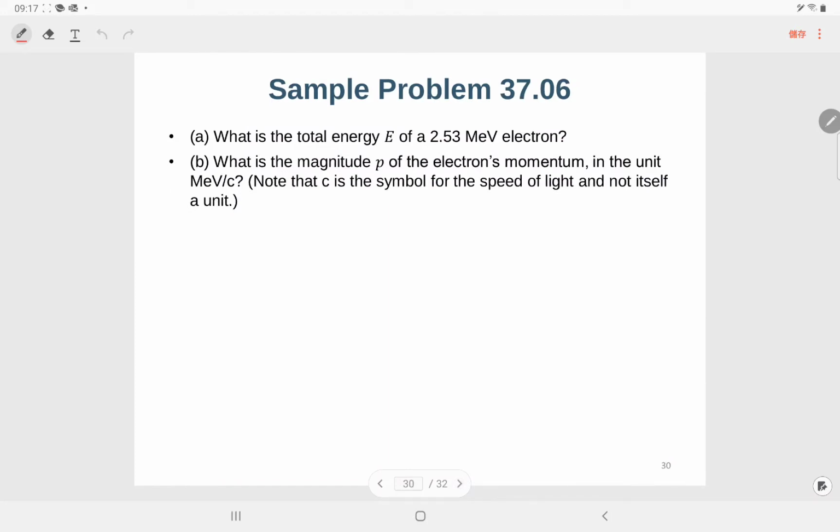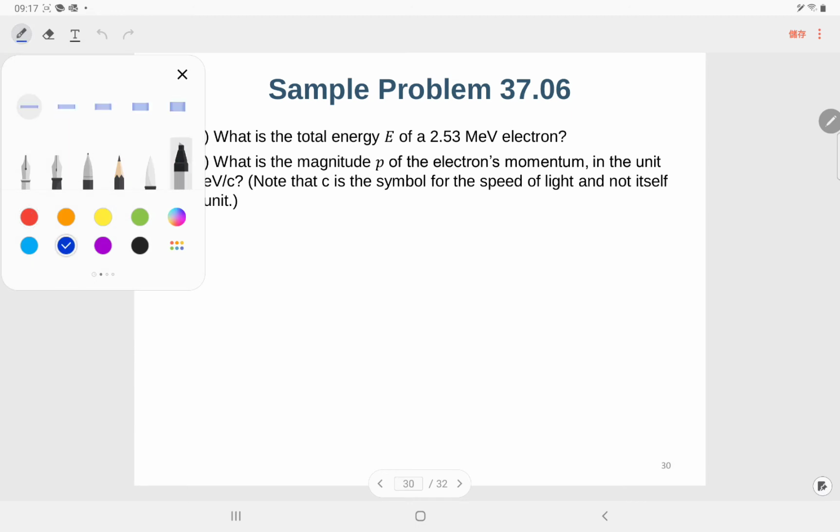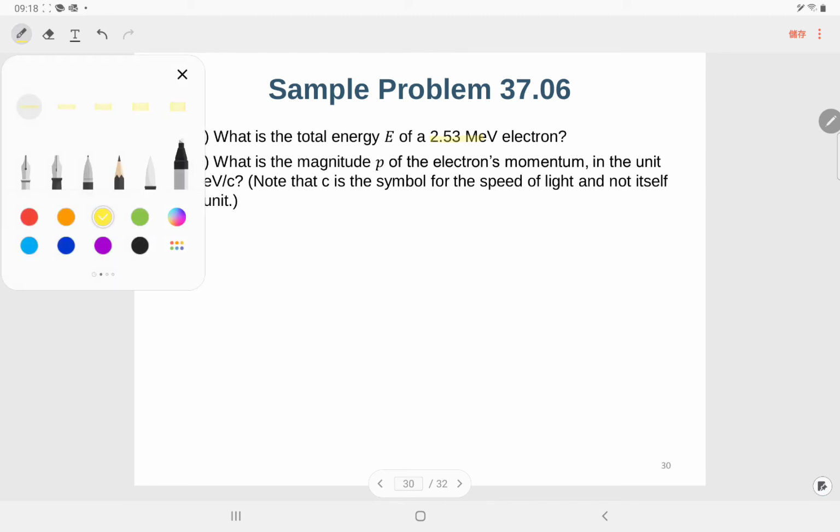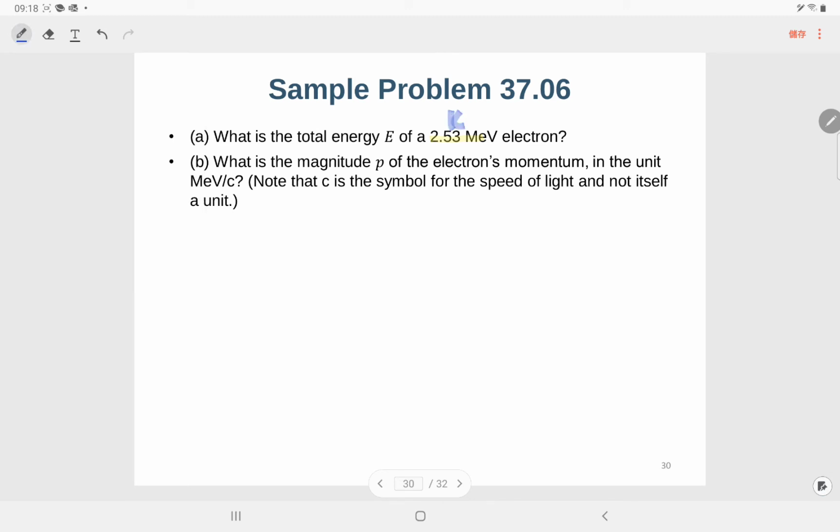So here's a sample problem. So this is the point. Okay. So what is the total energy E of a 2.53 mega eV electron? So actually this 2.53 is the kinetic energy. This should be the kinetic energy.